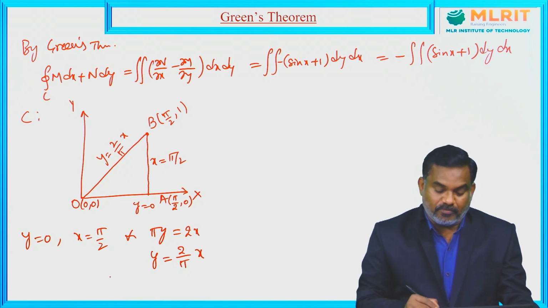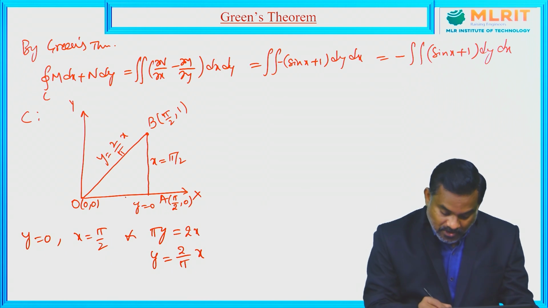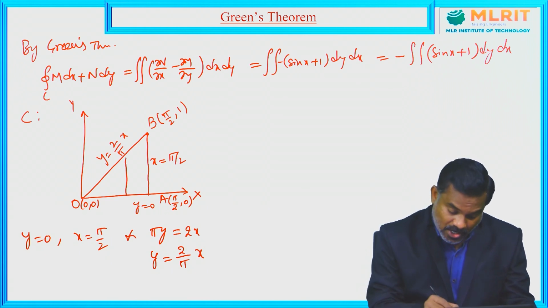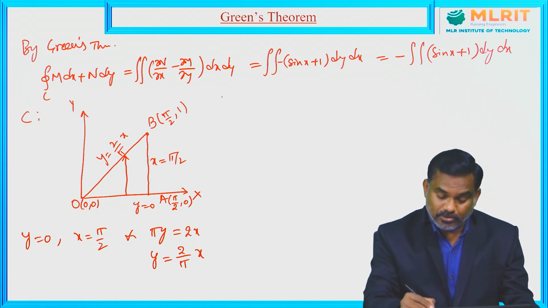Now, we need to find the limits of y in terms of x and then x in terms of constants. And we know that the values of y change vertically. So let us draw a vertical strip or a line. Then y changes from bottom curve to top curve.